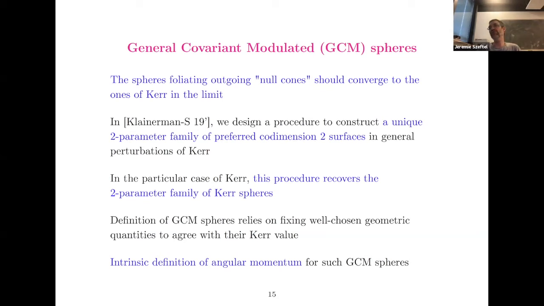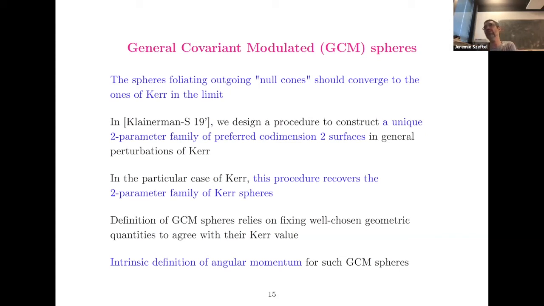Again, I chose coordinate systems, or rather gauges, which consist of hypersurfaces that are foliated by spheres. So these spheres play a central role in the proof. And in particular, if you want to converge to Kerr, I want these spheres to converge to the spheres of Kerr in the limit.